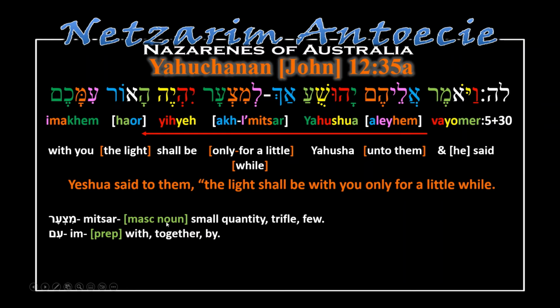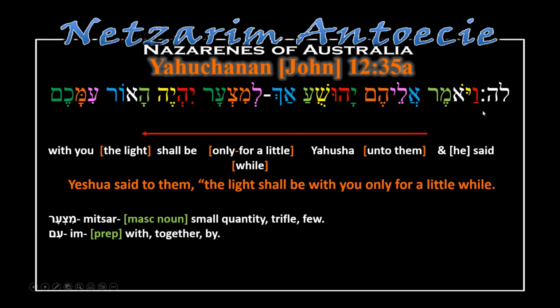Let's have a look. Mitzar is a masculine noun meaning small quantity, trifle or few. So therefore, for a short period, for a small quantity. Only for a little while is normally how it's translated. And then we have ye, shall be. It could be he shall be or just shall be. Ha or, meaning the light. Imakem. Now, im can mean with, and kem is you, but plural you. So Yeshua said to them, the light shall be with you only for a little while. See, I've even put down here, im as a preposition means with, together, or by.